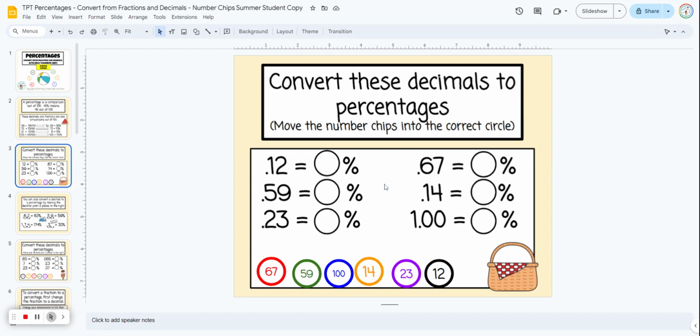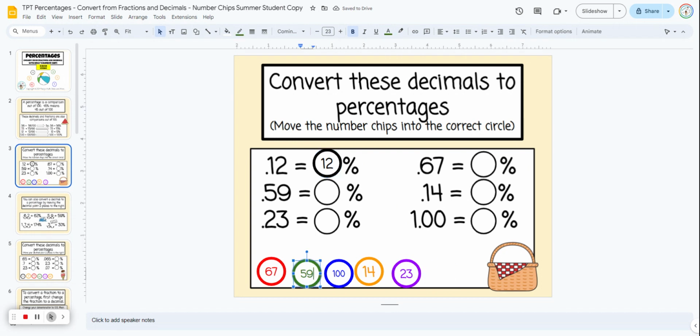So this first slide is pretty easy for the students. They get some practice moving the number chips and they just click and hold on the edge and then move them into place. So 12 hundredths is 12%, 59 hundredths is 59%, and so on.